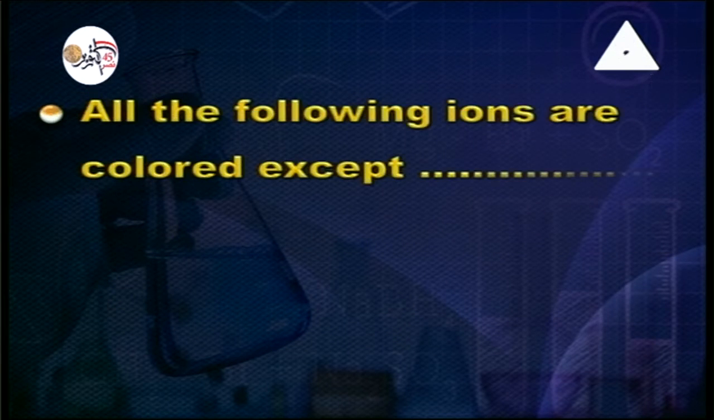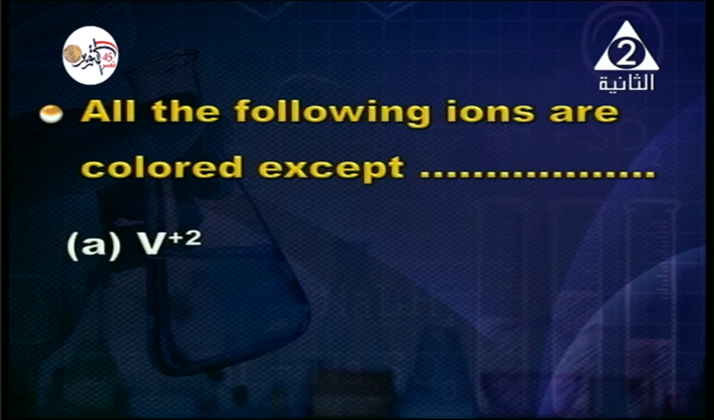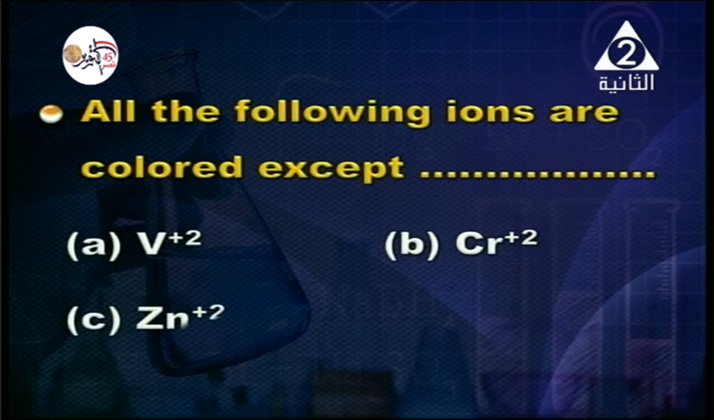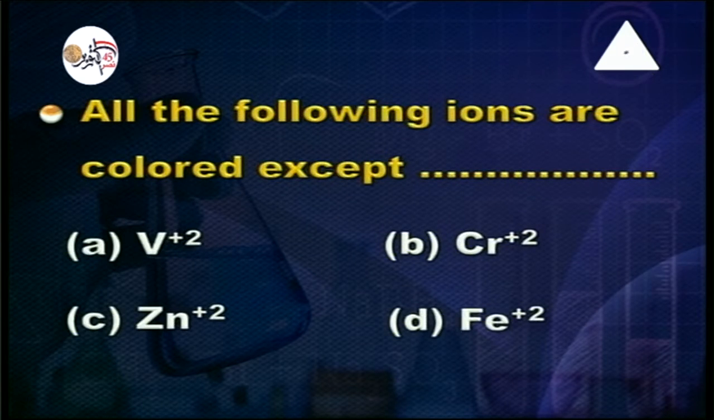Next point. All the following ions are colored except what? Vanadium positive 2, chromium positive 2, zinc positive 2, iron positive 2. You will find that only zinc positive 2 is colorless, as the d sublevel is completely filled in the positive 2 oxidation state.